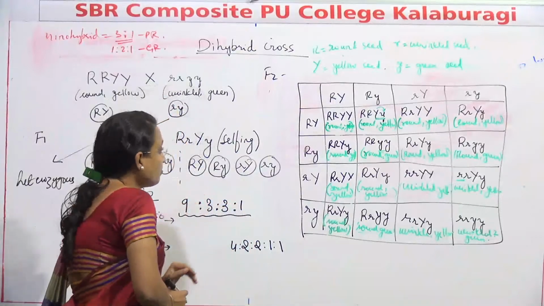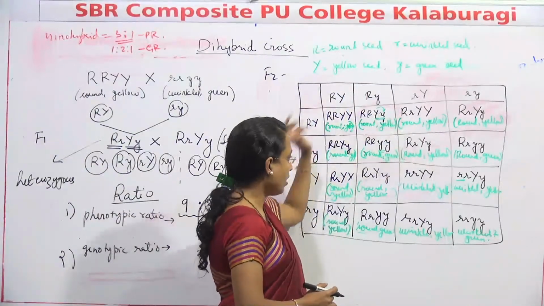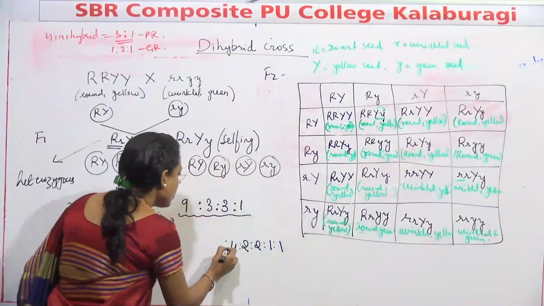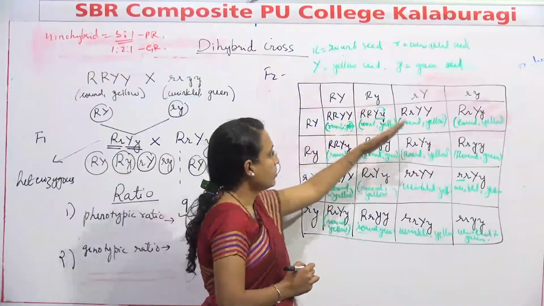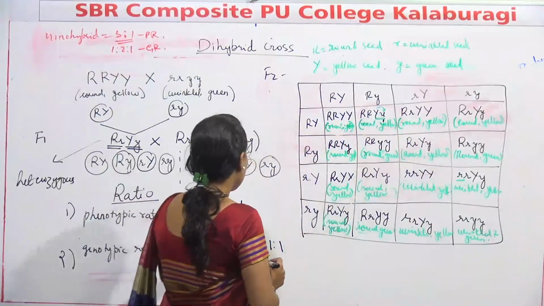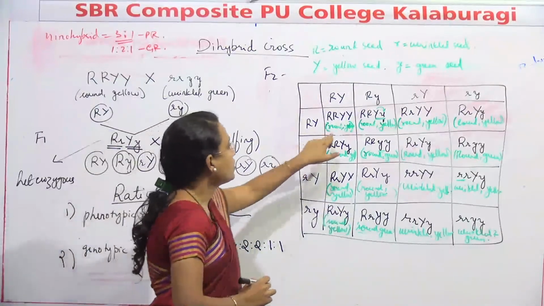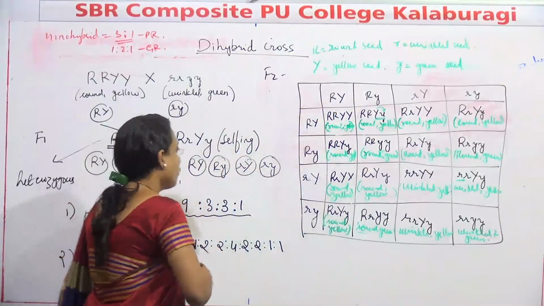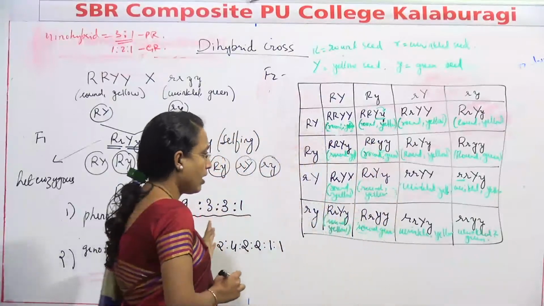Now this was the diagonal. On this side of the diagonal again, these two are similar. This is round and yellow, and these are similar, so it is 2 again. Then these two are also similar, so again 2 units. Then these two are similar, so you write 2. Now this one also is unique, only 1 is there, so you write 1. Followed by this phenotype, this one also is unique, so you write 1.